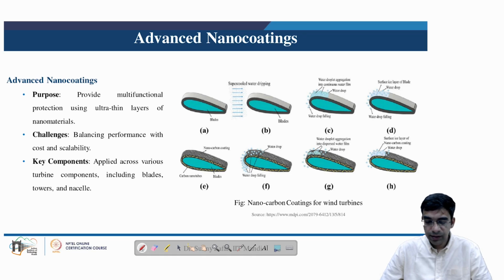So here we can see the use of nano carbon coatings on a wind turbine, where such coatings, when applied, develop anti-icing capabilities and hydrophobic surfaces from which the water droplets may drop off, and therefore enhance the service life and reliability of the wind turbine blades.